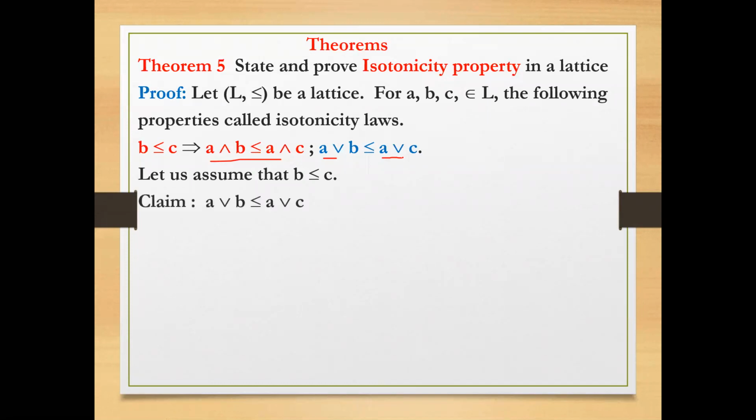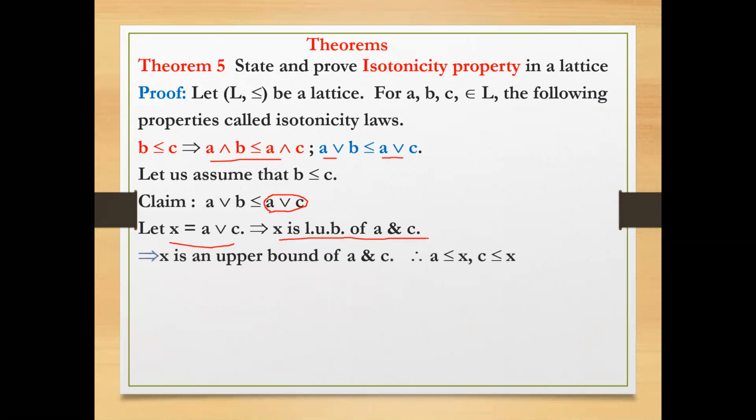Claim, firstly we are proving it for the join. Claim: A join B is less than or equal to A join C. For this, let us suppose this value is X. Let A join C be equal to X. So if A join C is X, then you can say X is the least upper bound of A and C.